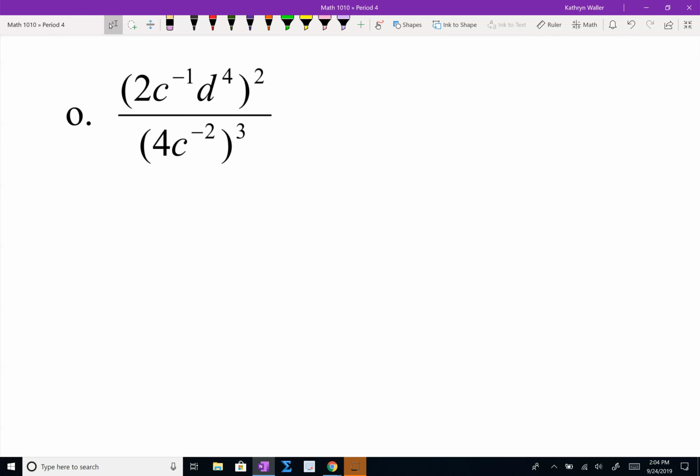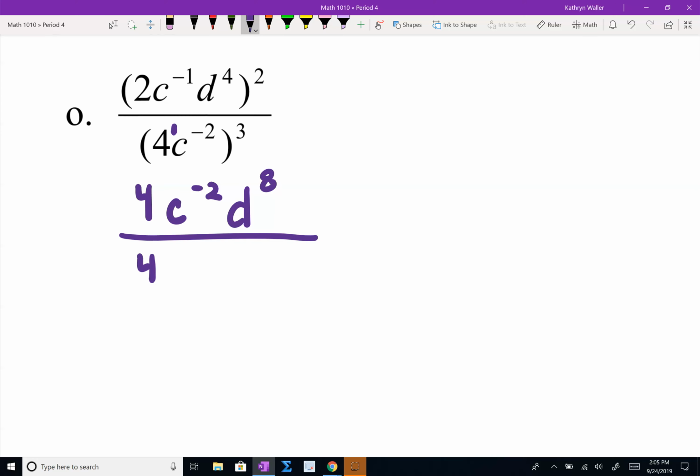Okay, look at the top. The 2 is to the second, the C is to the second, the D is to the second. The bottom, the 4 is to the third, the C is to the third, and then I simplify. Numerically, what goes on the top? Tell me what number's on the top. 2 to the second is a 4. C is to the negative 1 times 2, negative 2. D to the, tell me, is it 6 or is it 8? 8. It's 8. Multiply. On the bottom, you have a 4 to the 1 times 3 is 3.